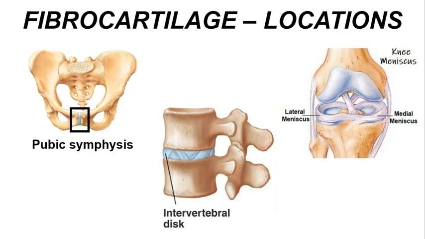So the pubic symphysis is a small pad of fibrocartilage that unites the anterior aspect of the two hip bones. So in females, this allows the pelvis and the birth canal to expand during childbirth. The intervertebral discs are found between most of the vertebrae in the vertebral column, and they permit the vertebral column to be fairly flexible. And finally, the meniscus in the knee joints are primarily composed of fibrocartilage discs. The medial meniscus and the lateral meniscus help the femur bone to sit on top of the tibia bone and not slide off during knee movement.